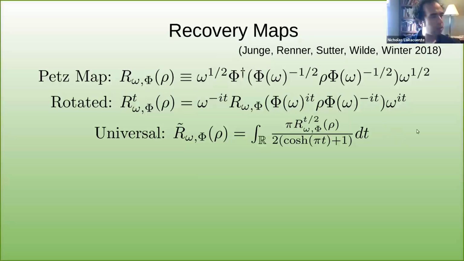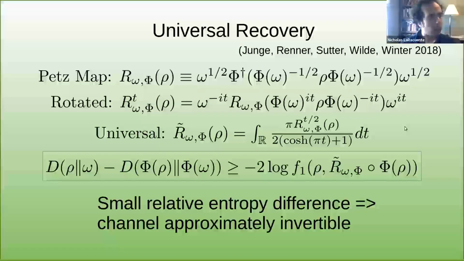And then after this, what these authors introduced in this paper was what we call a universal recovery map, which integrates the rotated Petz map over a particular measure. And the big result was what's called universal recovery.